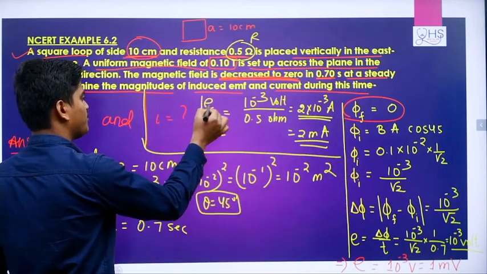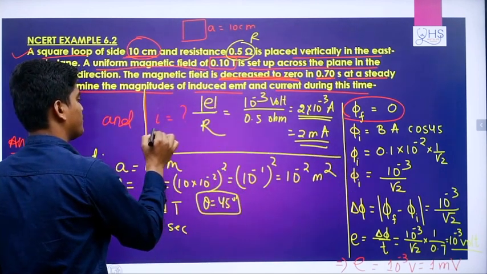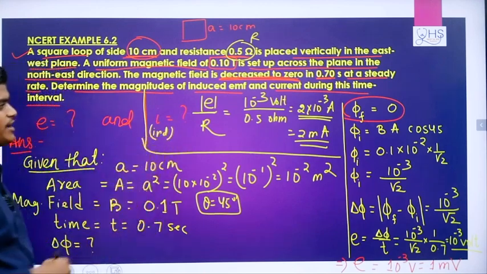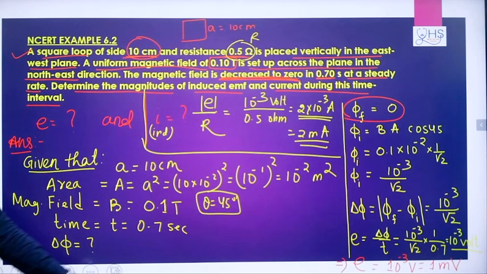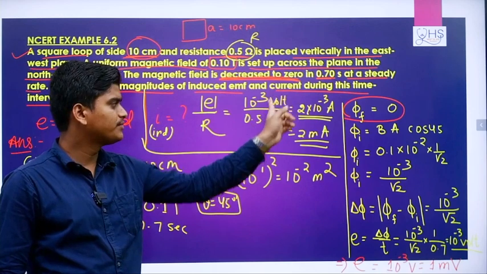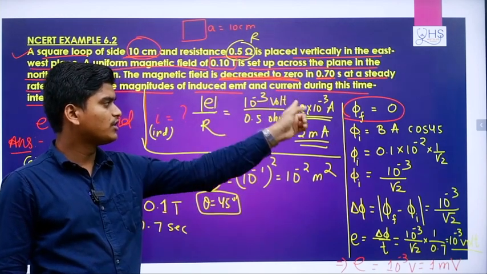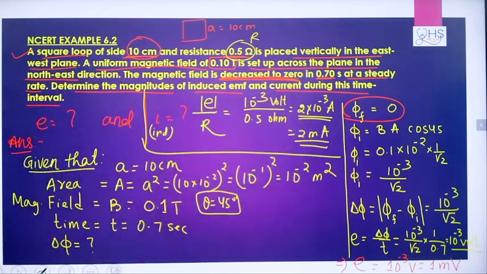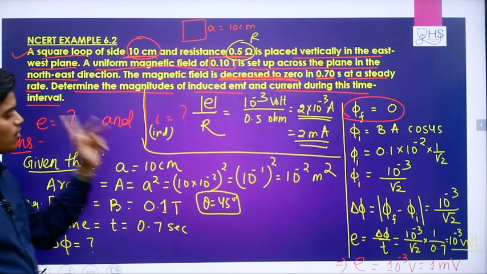Induced current is EMF by R. So you got EMF by R. That EMF is 10 to the minus 3 divided by 0.5. So 0.5 will go up, it will become 2. So it is becoming 2 milliampere. I hope you understand.